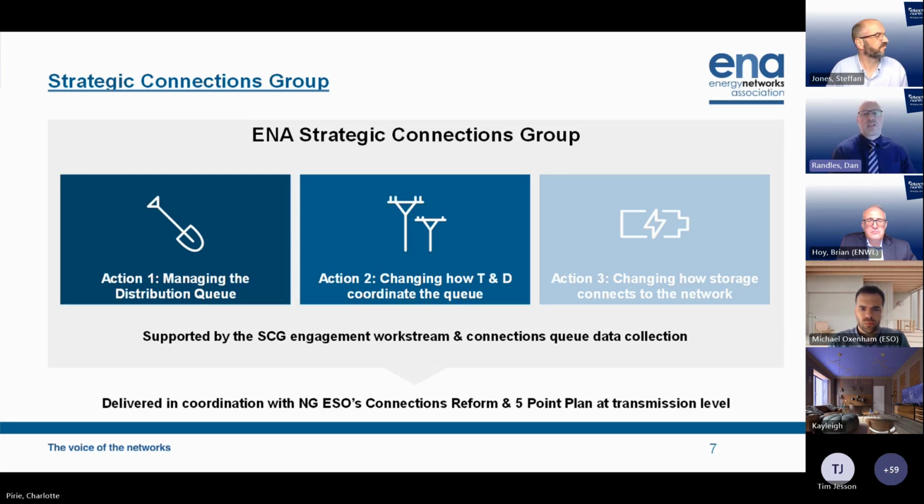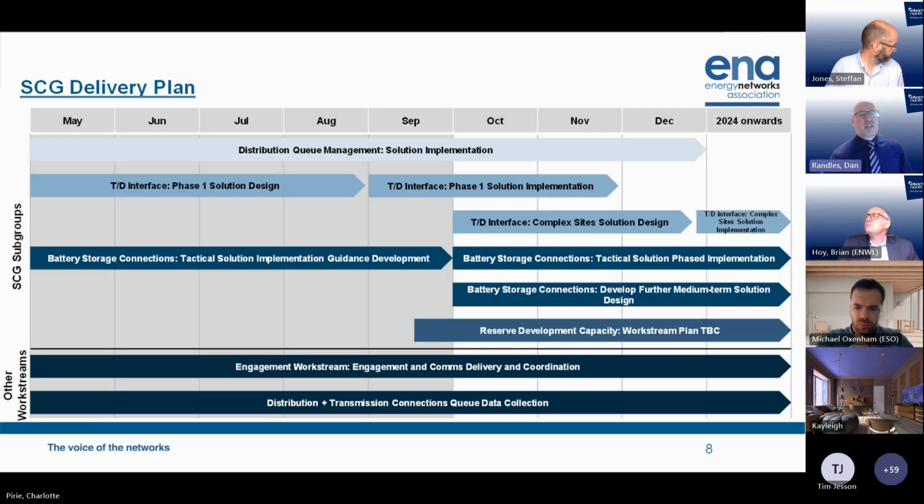That's in action 1, and action 3 looks specifically at how distribution network operators manage the connection of energy storage, mainly battery energy storage, and some of the assumptions that are made regarding the impact of batteries on distribution networks. So that's currently the activity within that group. That group's going to continue to work going forward, and new initiatives will be introduced as we move forward. Just very quickly, this is the delivery plan.